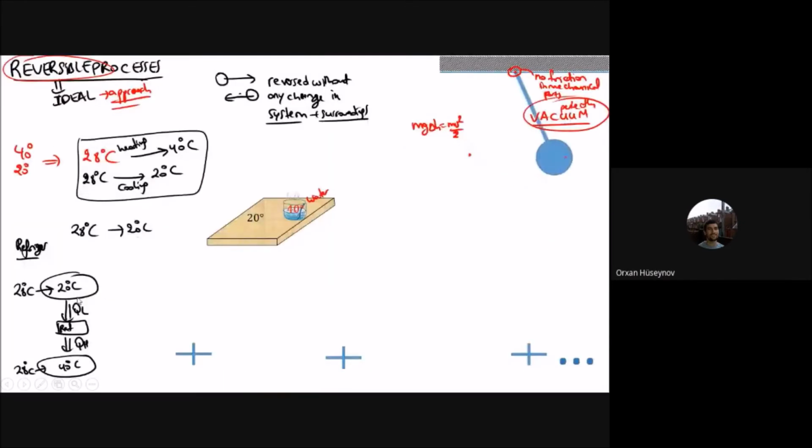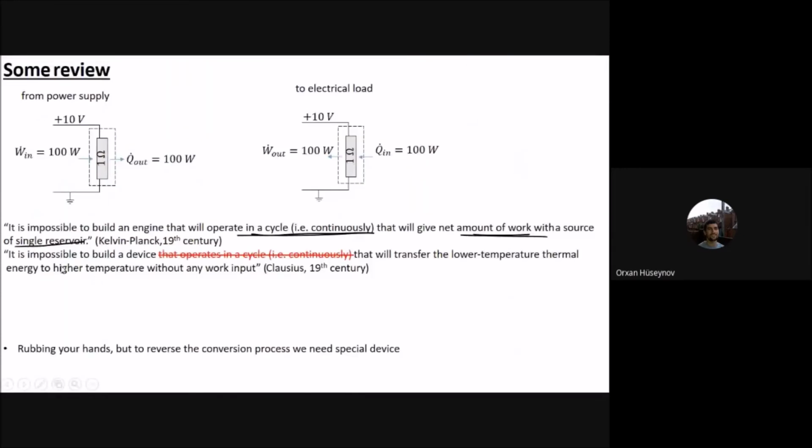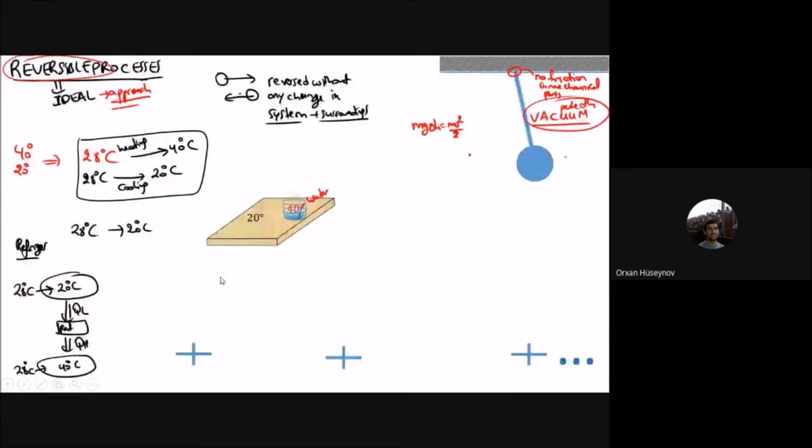But the problem here is, let me go back to the Clausius statement. It says that it is impossible to build a device that will transfer thermal energy from lower temperature to higher temperature without any work input. That is the deadlock that we are in. So this device will need some work in. You see, the heat energy that has left the system will never come back. This one will need some work in, and that work in will be additional work, different from QL and QH. And therefore, this one is an irreversible process.